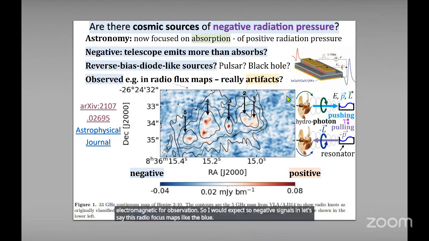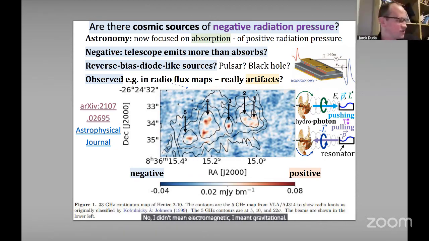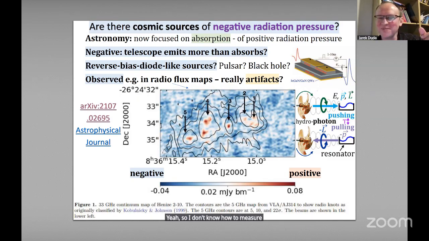I didn't mean electromagnetic. I meant gravitational. For gravity, I don't think so. There are various ways to observe it. One way is LIGO, and LIGO just measures length, and the length is invariant to time symmetry. So if there are advanced waves, LIGO should already see them. I don't know how to measure gravitational pressure, positive or negative.